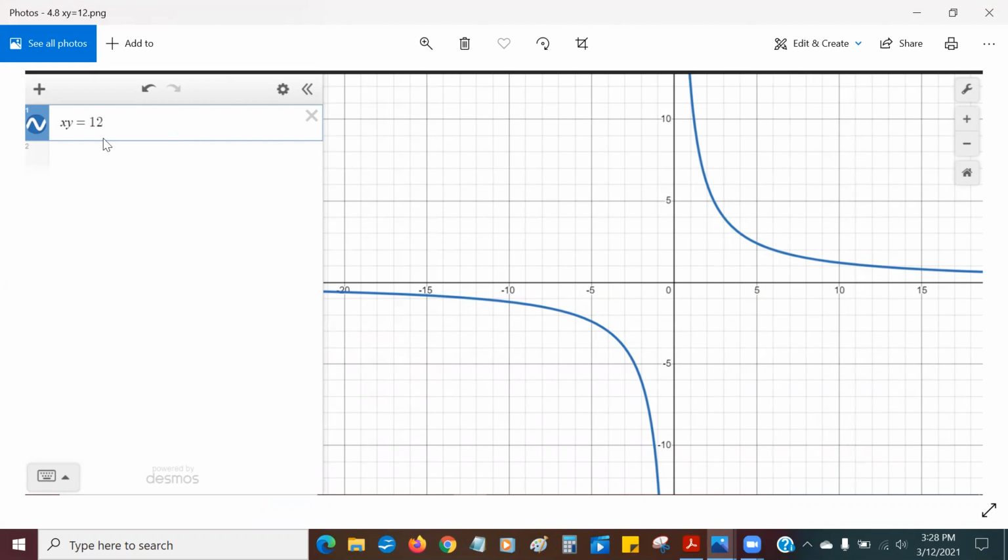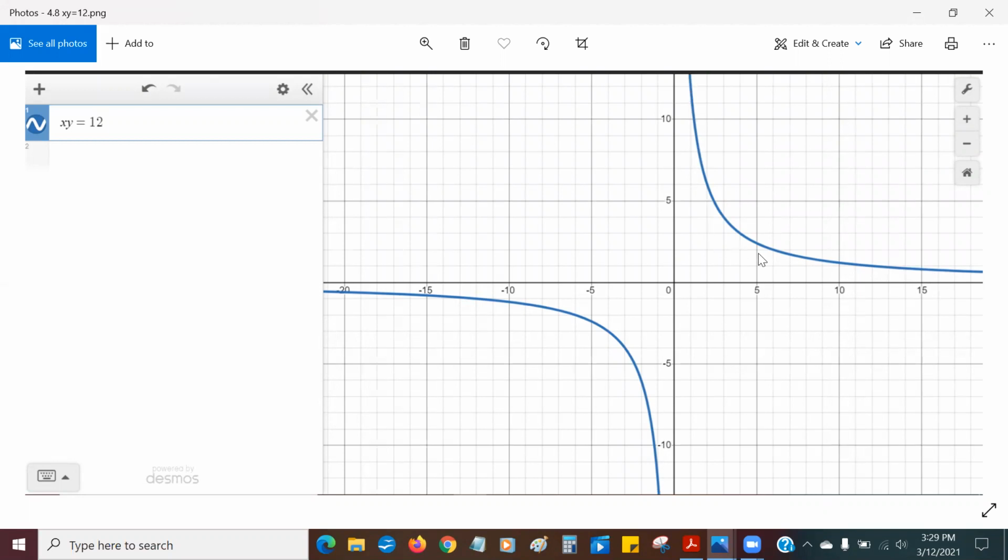My teacher, Mr. Dubinsky, wrote the equation xy equals 12, and he made us realize that if x is 3, y is 4. If x is 4, y is 3. If x is 6, y is 2. If x is 12, y is 1. If x is 24, y is going to be 1/2, and so on and so forth. And similarly, the other way around.